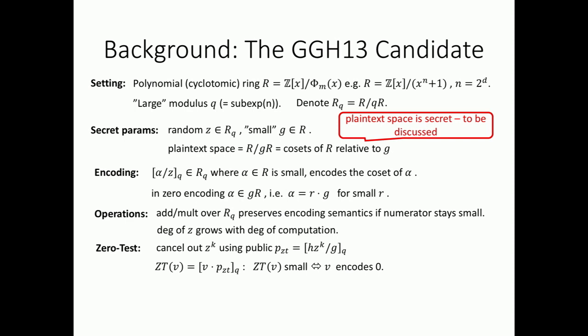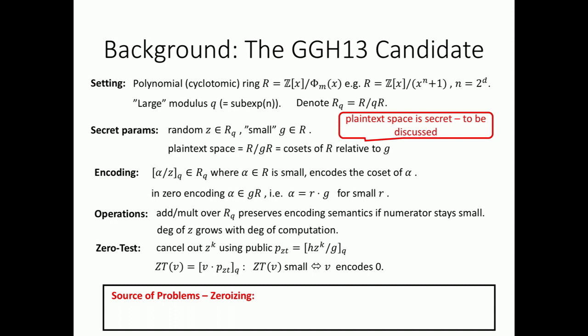But if you take something that is not a zero encoding, you're going to have this additional term that comes from being a non-zero coset, and things are not going to be small anymore. So this is how zero test works, and the source of problems is this zeroizing approach. Just for the purpose of this, I'm going to denote by alpha in parentheses some encoding with numerator alpha. I'm not going to care exactly what the levels are and what the degree is.